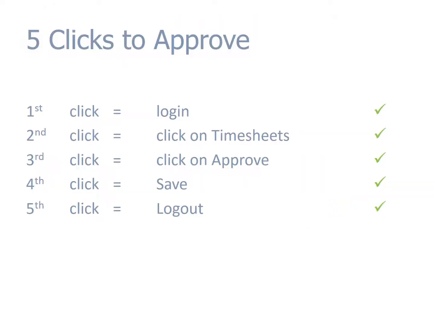So 5 simple clicks to approve. So you can see here, first click to log in, just click in, click your timesheet, and it'll come up normally with the timesheet for the home that you're actually in.